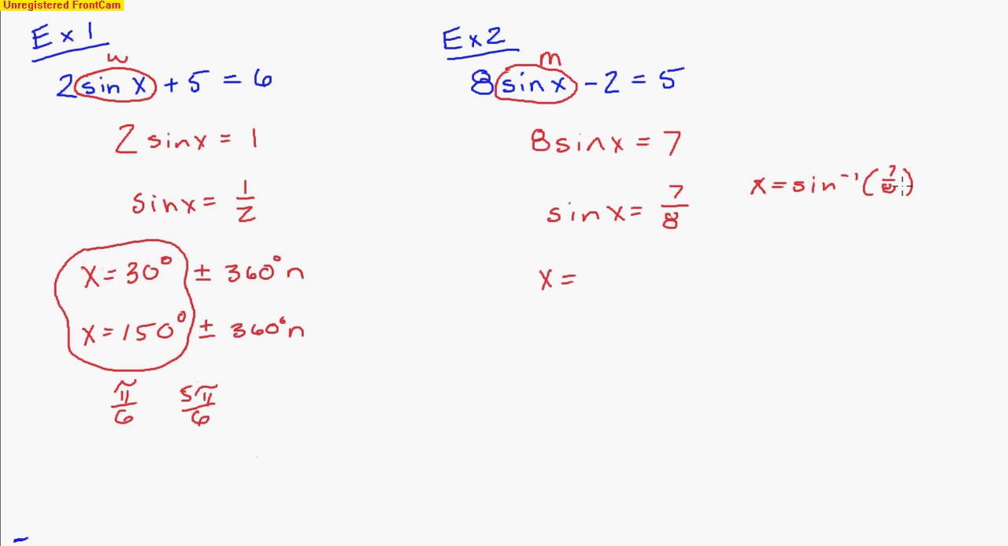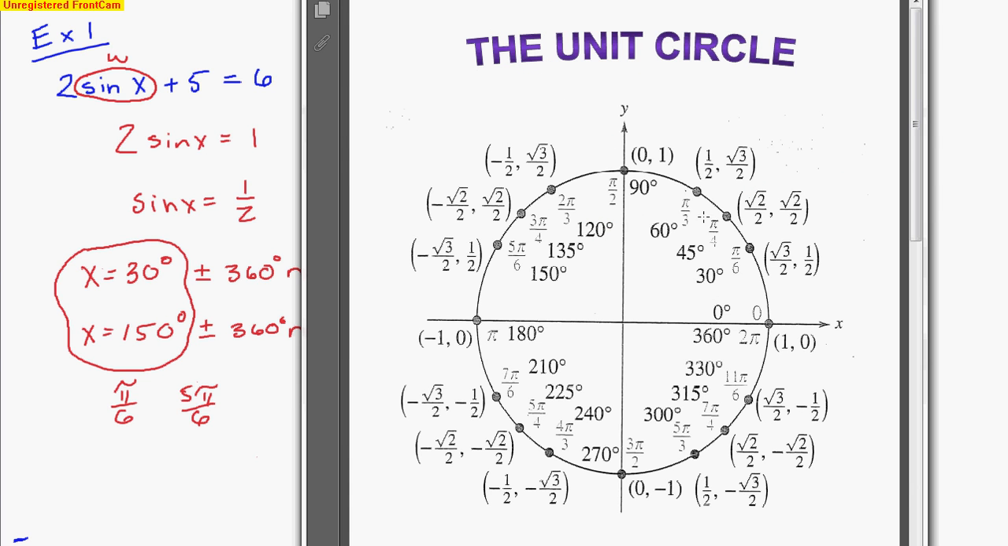Please do the inverse of 7/8, and we get an angle of 61.04 degrees. So at 61.04 degrees, the y-coordinate becomes 7/8. Now, on the unit circle, we have to understand that the inverse function can only give us answers in quadrant 1. So that means that there's another answer that is mirrored over to the other axis, right?